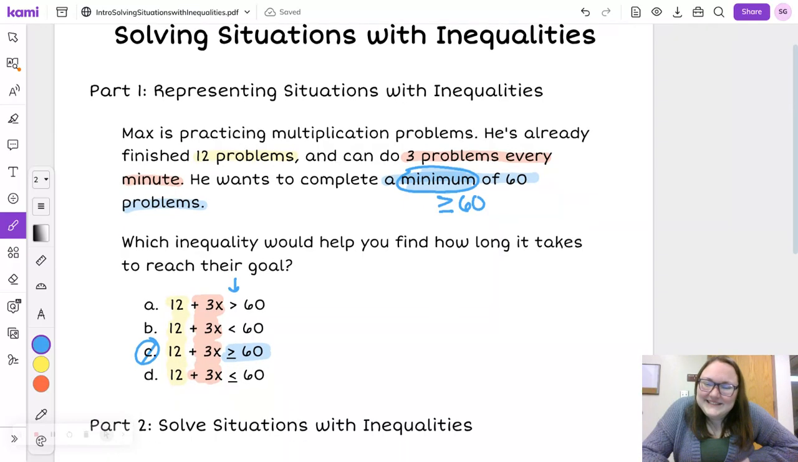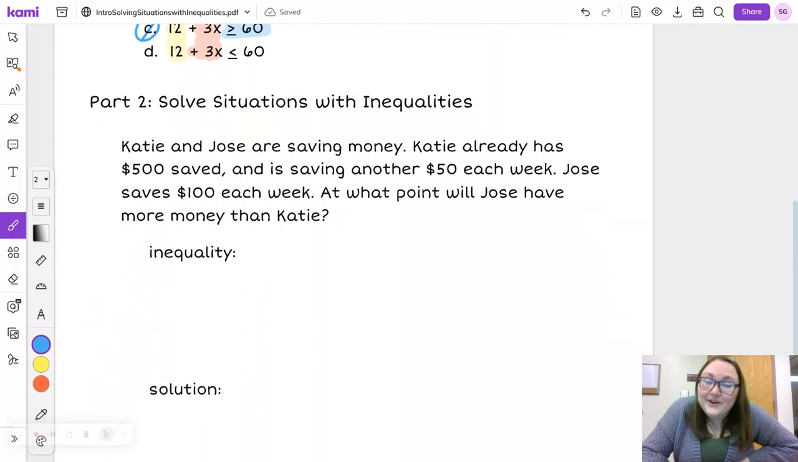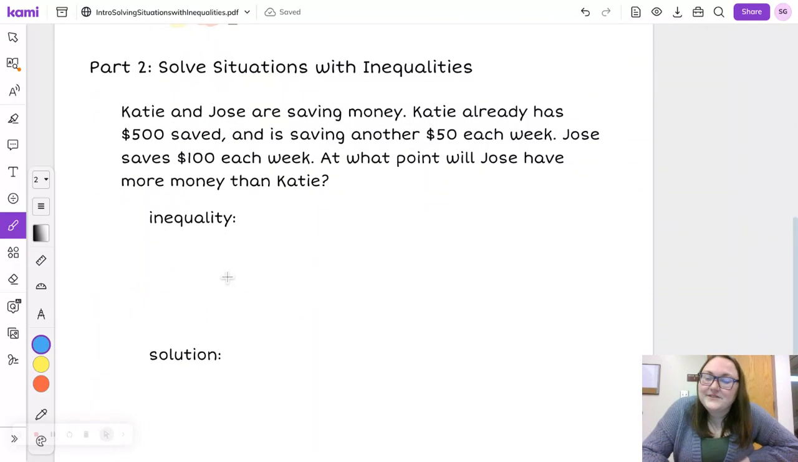I've got one more example below here where we are going to write the inequality this time, and we're also going to solve it to help us answer the question. Again, go ahead, pause the video here to read through our story and try to pull out any key information that would help us write an inequality. Come back when you're ready.